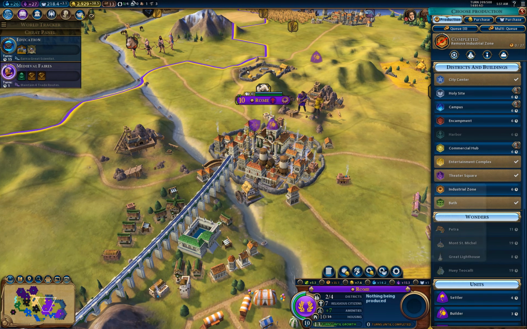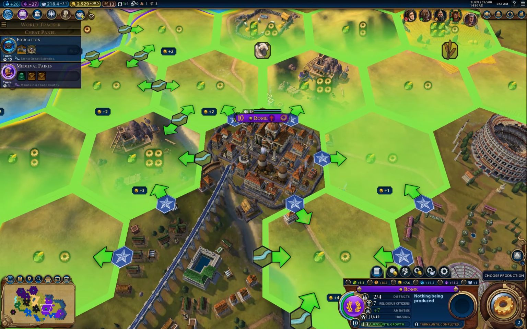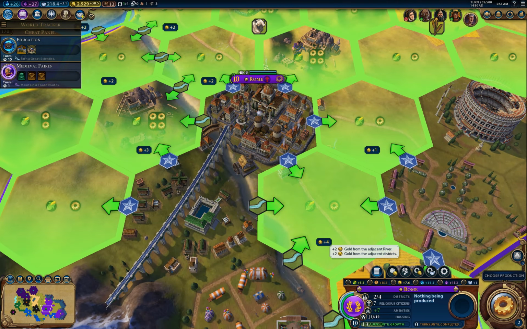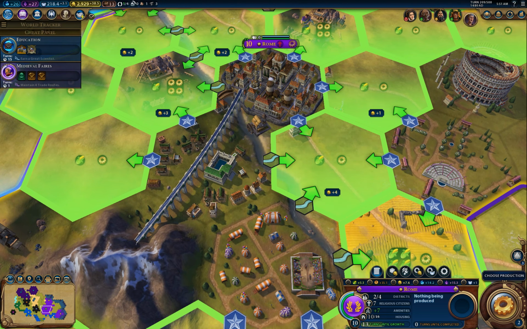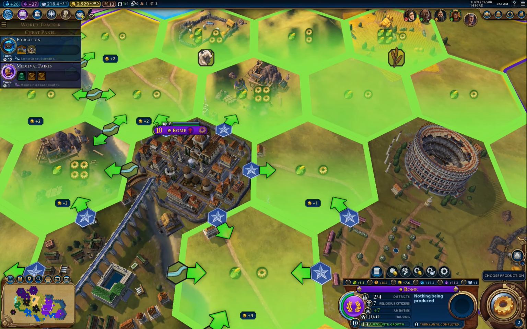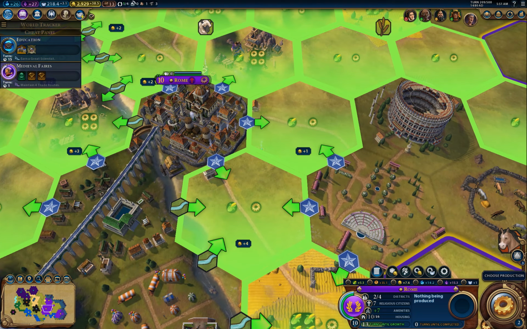Now, if we go over and we select the commercial hub, it should tell us that, yes, it's going to say, hey, you're going to get +4. It's already calculating these things for us, so it does a nice job for you. Out here, we get no bonuses. The Wonder is not treated as a district, so there you can see that's not going to give us any bonuses.